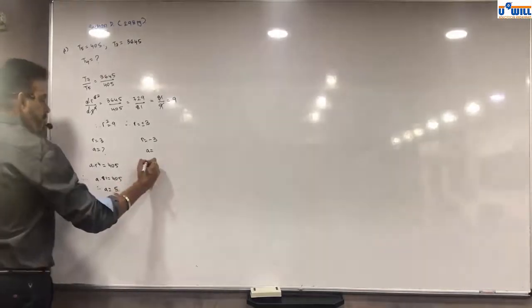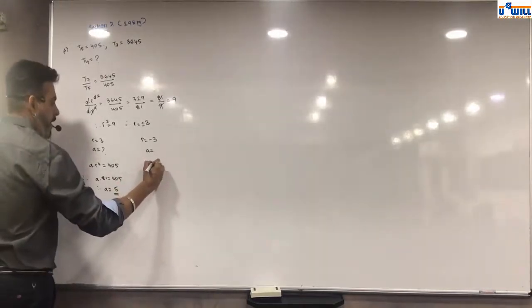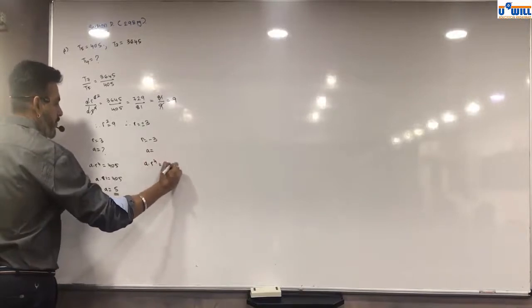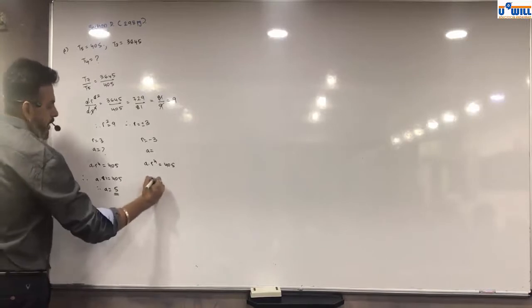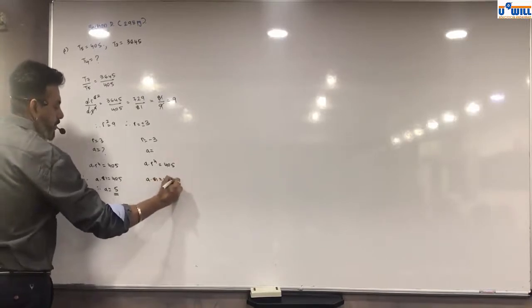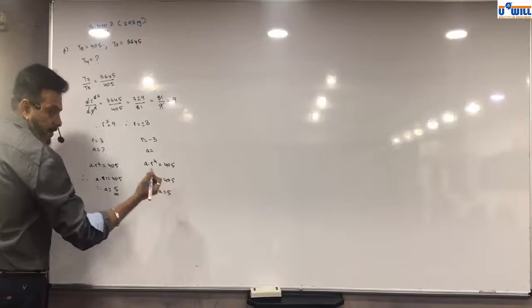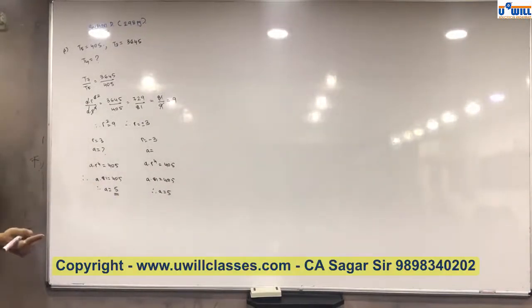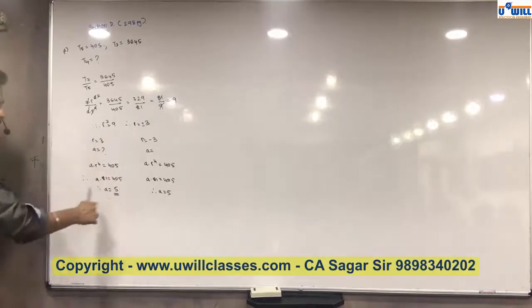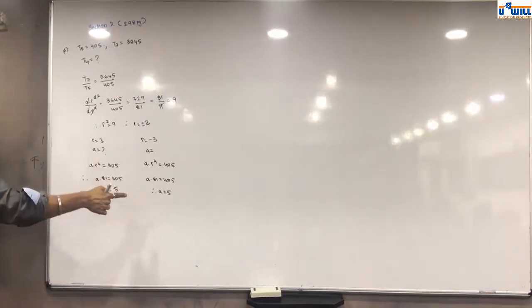Then, over here, A into R raised to 4 is equal to 405. It will remain the same because R raised to 4. Okay, A into 81 is equal to 405. Therefore, A is equal to 5. Obviously, the first term is going to remain the same. It's not affected. Okay, but still I did it so that you understand. The answer remains the same.